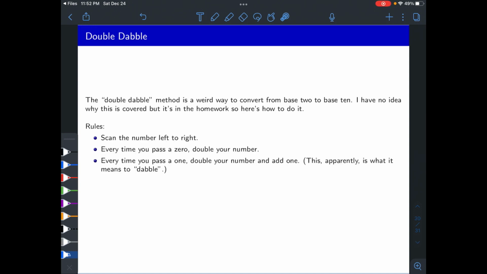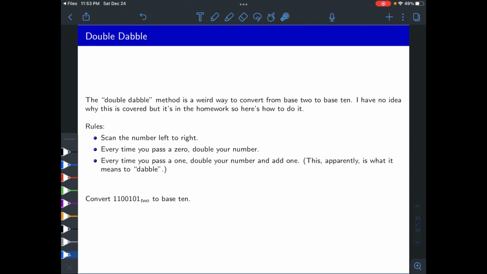Okay, anyway, here are the rules. You take a number in base 2, and then you scan the number left to right. Every time you pass a 0, you double your number. Every time you pass a 1, you double your number and add 1, which is called dabbling. So this is called doubling. This is called dabbling, I guess.